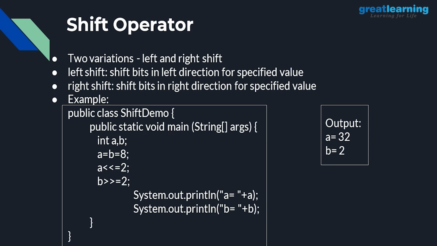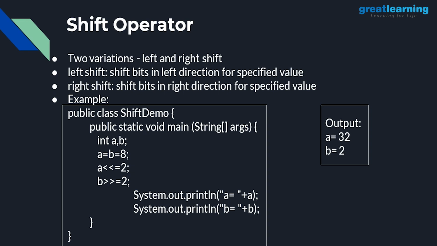Basically here in the left shift, n will be 2, so 2 raised to 2 is 4, and 8 fours are 32. So 8 multiplied by 4 equals 32. That's what's happening. Left shift increments the value. Similarly, right shift decrements the value.